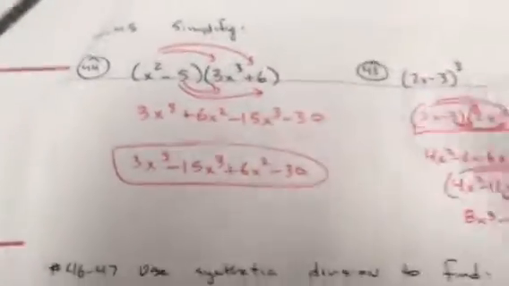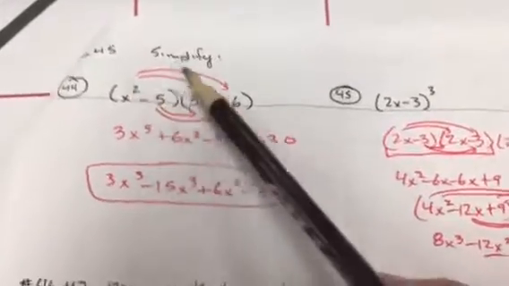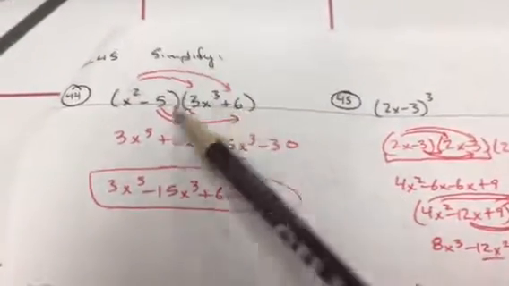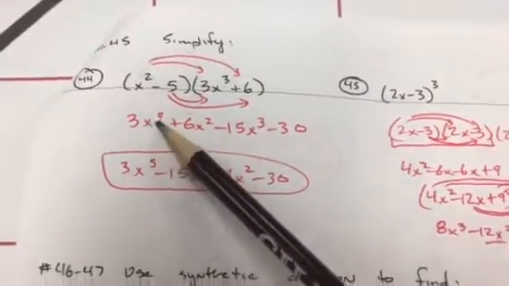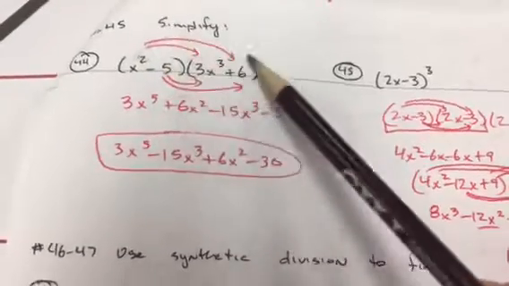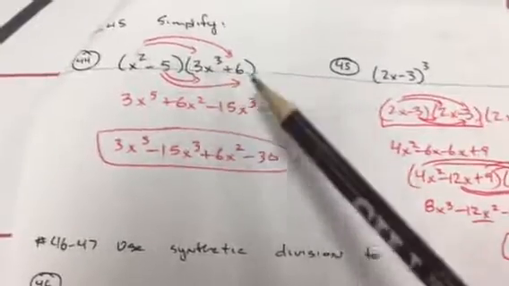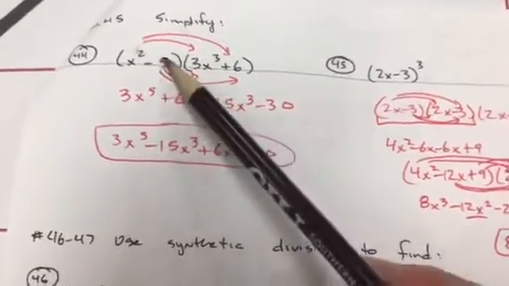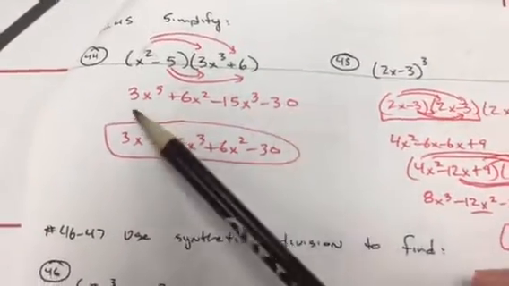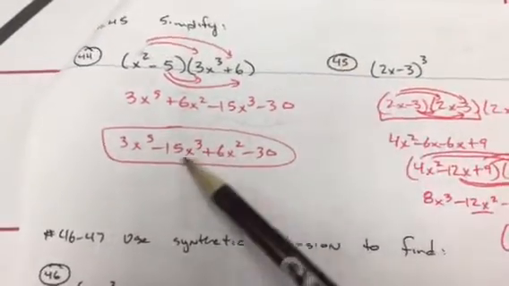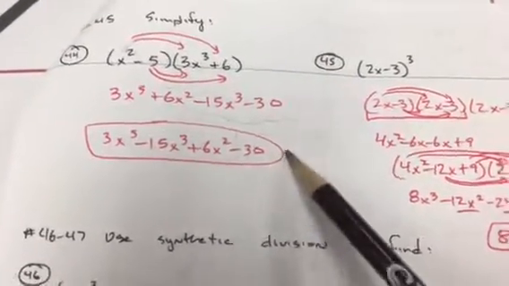Last page, folks. Now, number 44, you just did first, outer, inner, last. x squared times 3x to the third is 3x to the fifth. x squared times 6 would be 6x squared. Negative 5 times 3x to the third is negative 15x to the third. Negative 5 times 6 is a negative 30. If you left your answer like this, that's fine. I'm just rearranging it highest power to lowest power.